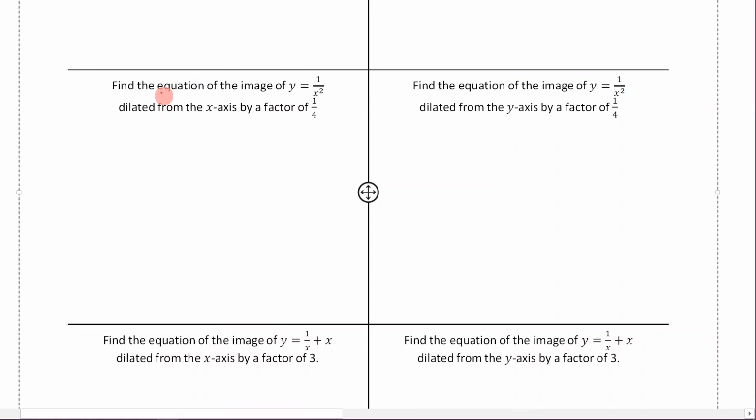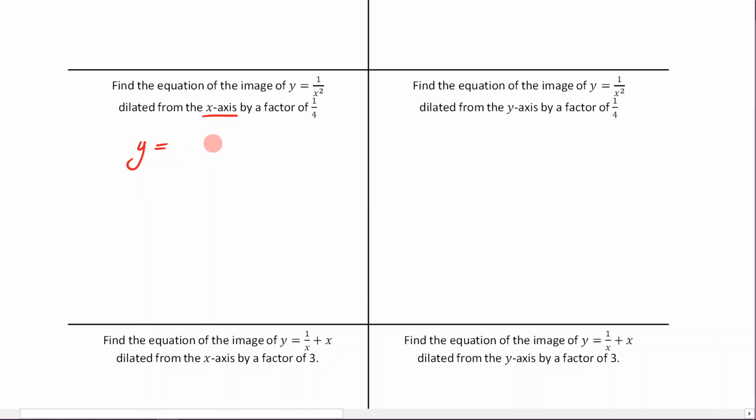Here we have find the equation of the image of y equals 1 over x squared dilated from the x-axis by a factor of 1/4. So this is an instance when we're dilating from the x-axis, so we're going to multiply this by 1/4. So it's going to be y equals 1/4 multiplied by 1 on x squared. So my answer is going to be 1 over 4x squared.